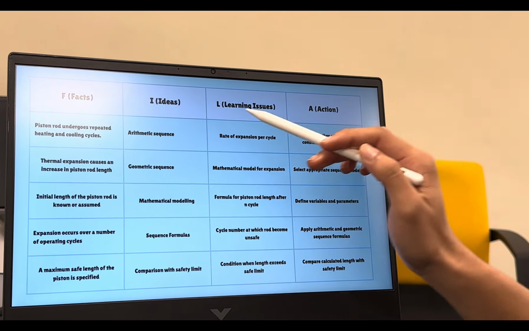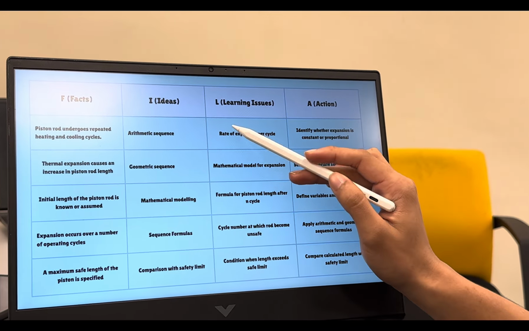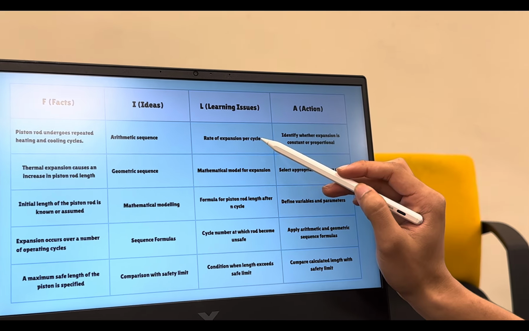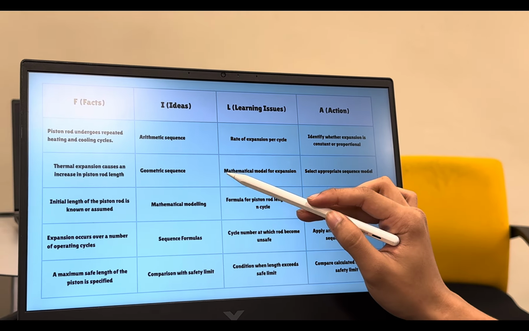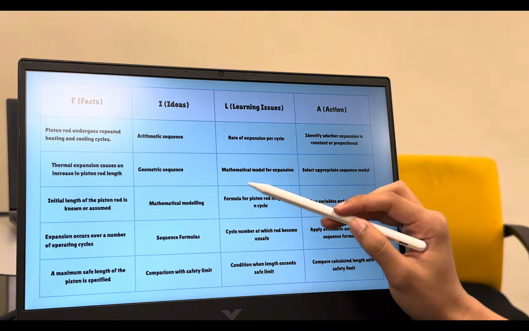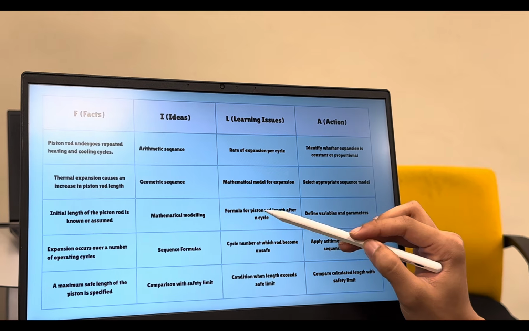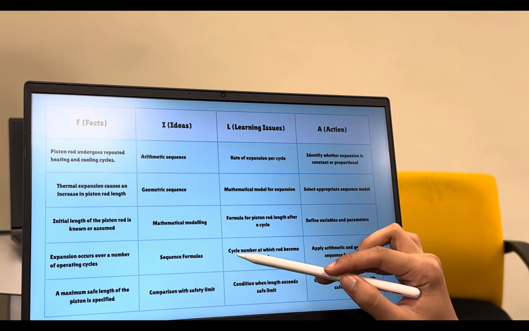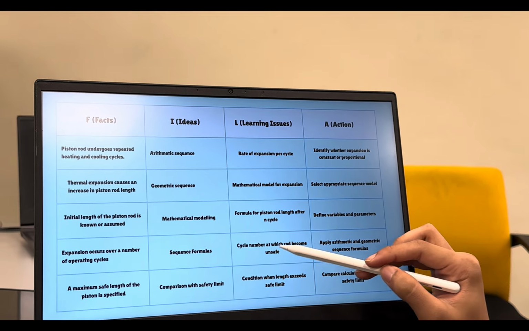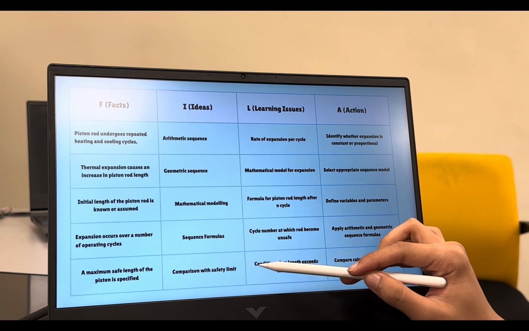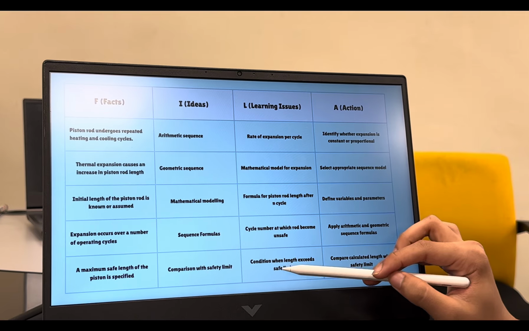Right, so the next one is learning issues. The first one is rate of expansion per cycle. The second one is the mathematical model for expansion. The third one is the formula for piston rod length after n cycles. The fourth one is the cycle number at which the rod becomes unsafe. And the last one is the condition when length exceeds the safe limit.